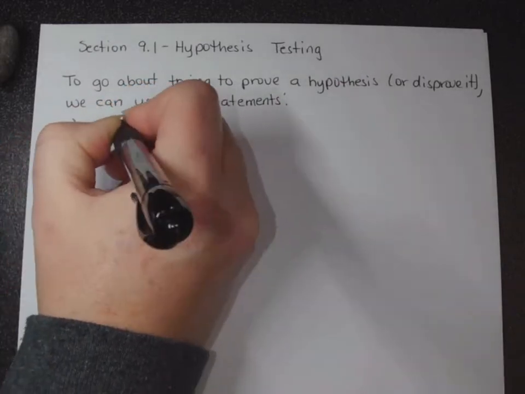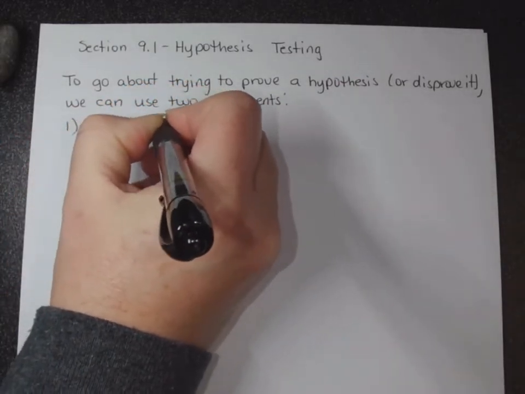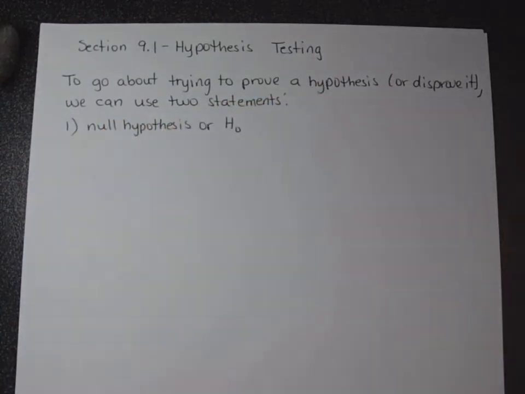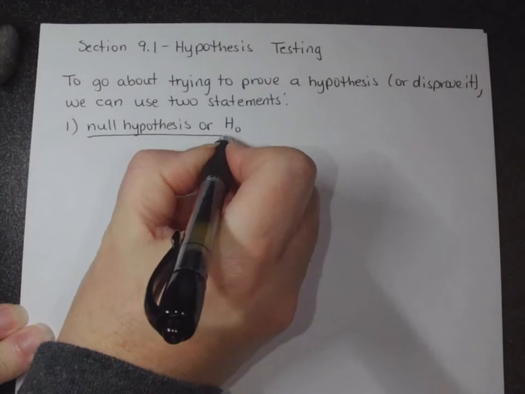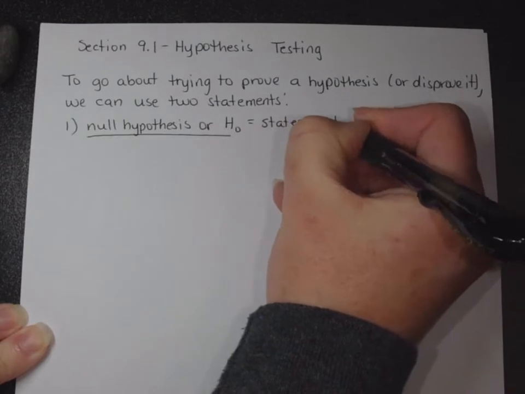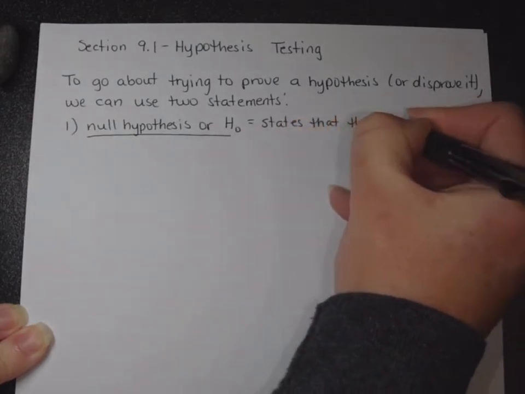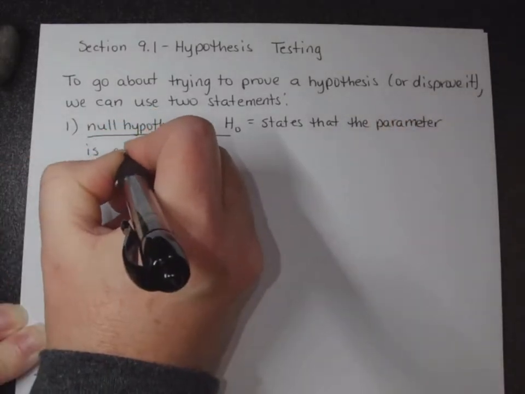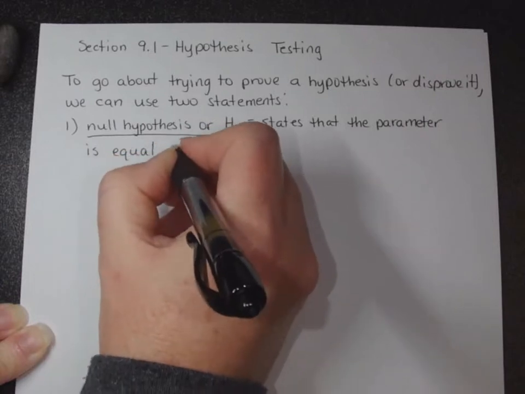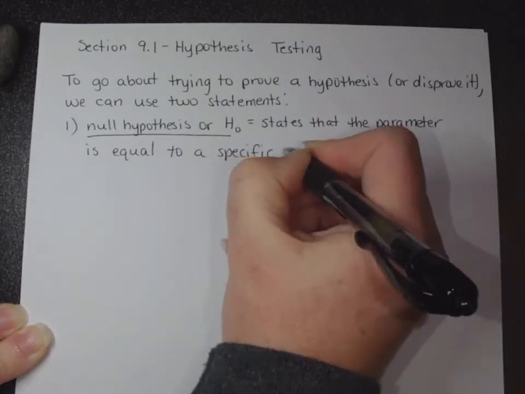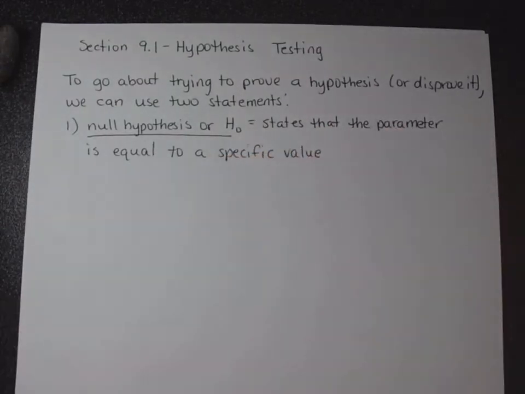The first one is called the null hypothesis. Null means nothing or zero usually. So the notation for that is actually H sub 0, H for hypothesis, 0 meaning null. And the null hypothesis is a statement that the parameter, which is just something we're measuring, is equal to a specific value. So the null hypothesis is going to state that the value we're measuring is equal to a specific value.